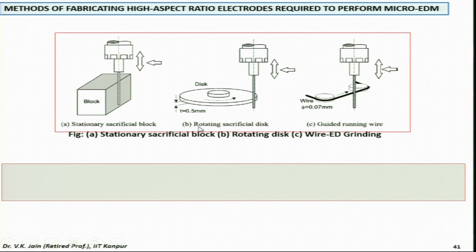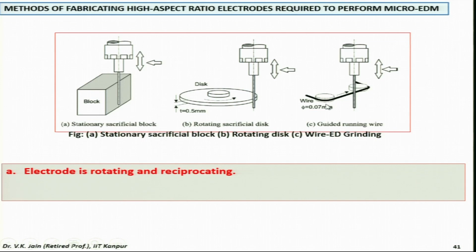In some cases, here this is stationary, here you have a rotating sacrificial disc. This disc is rotating and acting as the cathode, and it is 0.5 millimeter thick, and this is the tool being made, which acts here as the anode, and it is rotating as well as moving up and down, so that material is removed from this tool uniformly, and you can finally get a tool of a few tenths of a micrometer.